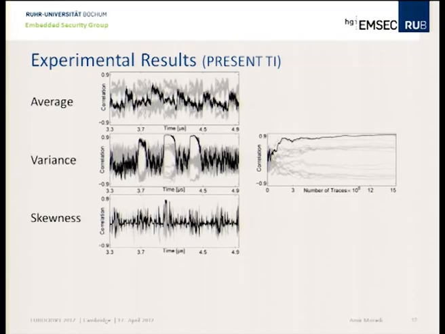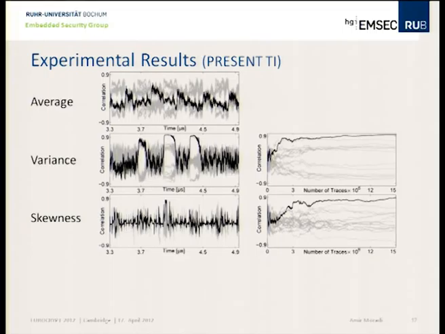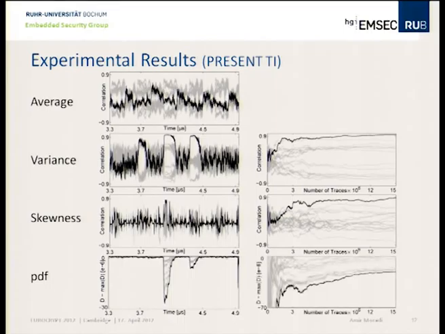When I look at the skewness or third order moments, I saw the same. Again, the attack was possible, performed with a roughly smaller number of traces. And when I look at the PDF, or let's say probability distribution functions, of course the attack works again, but we need much, much more traces than with skewness.